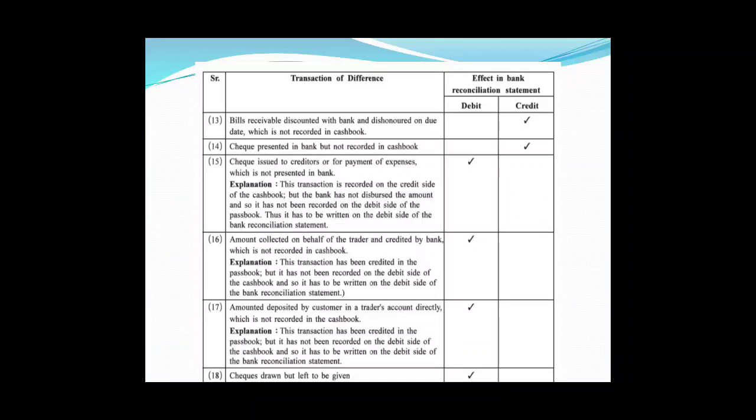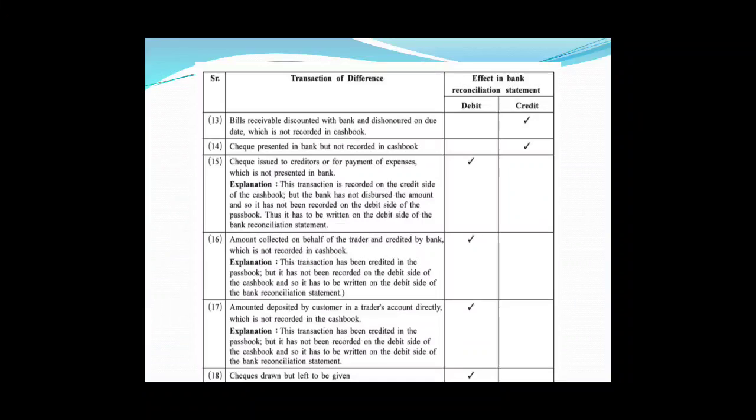Next, amount collected on behalf of the trader and credited by the bank which is not recorded in the cash book. While discussing the reasons responsible for the difference between the balance of cash book and passbook, we discussed that sometimes the bank collects an amount on behalf of us and credits it in our bank account. The same should be debited in our cash book, but if it has not been debited in our cash book, we will be debiting that in our bank reconciliation statement. What else?